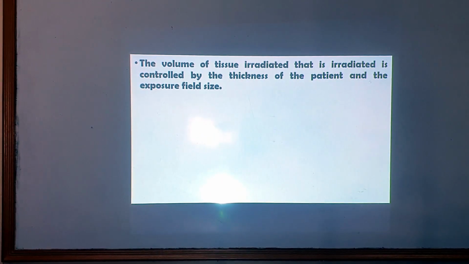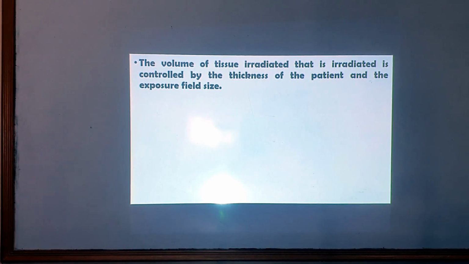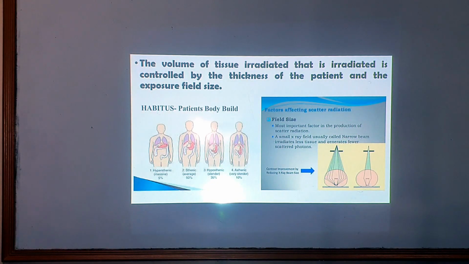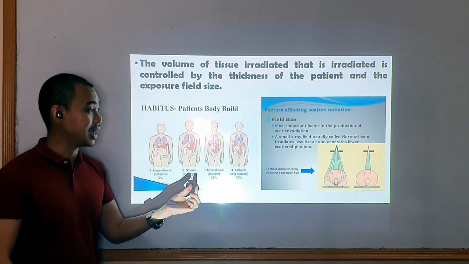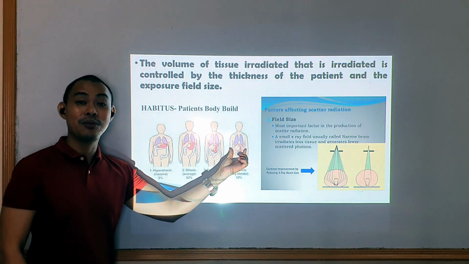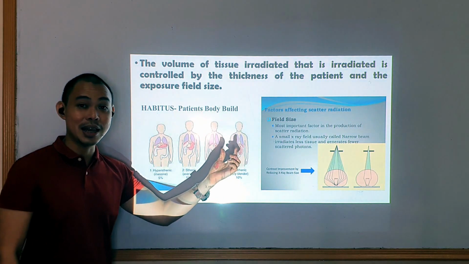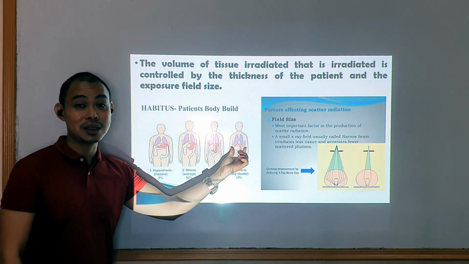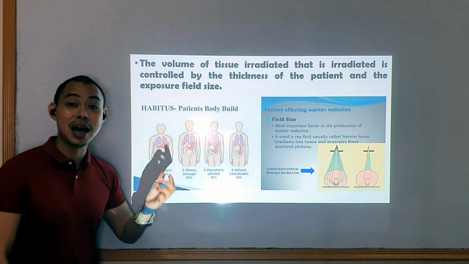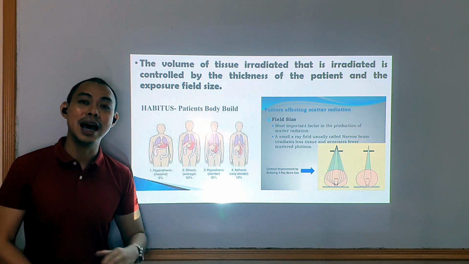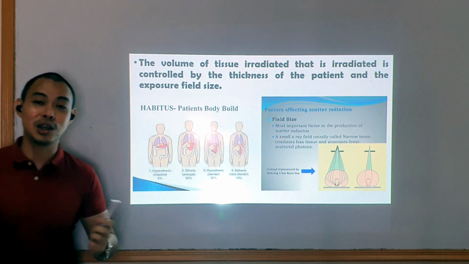The volume of tissue irradiated is controlled by the thickness of the patient and the exposure field size. But like what we've said, it is beyond our control. That's the patient's size or patient's body habitus and the exposure field size. Because like what we've tackled about, guys, you can't use the exact field size here for an x-ray of the abdomen if your patient's body habitus is this one. You have to adjust to include all of the anatomy needed for that particular examination.